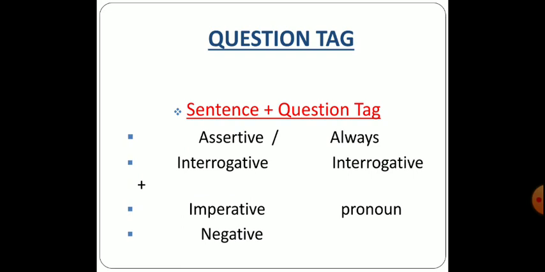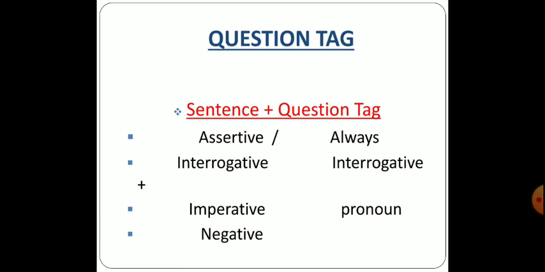Assertive sentence means simple or affirmative positive sentences. Interrogative means where questions are asked. Imperative sentence is where any order is given or a request is there. It is known as imperative. Negative is where no, not, never sort of words are used within the sentence. Now, the sentence could be of any kind.